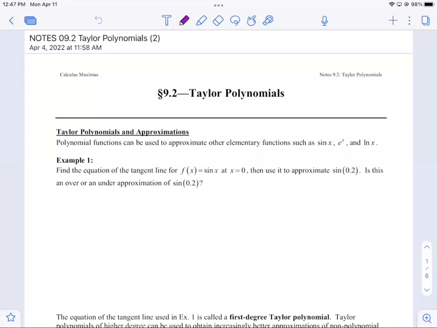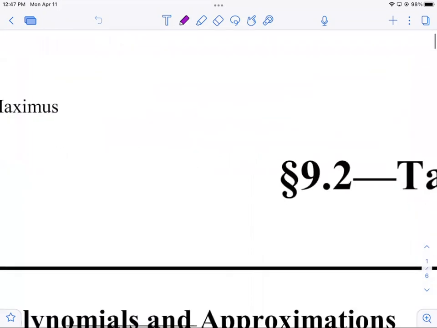All right, 9.2, Taylor polynomials. We have been talking about the Taylor form of a line all year long, right? So y'all are used to that. We call it the Taylor form of a line.